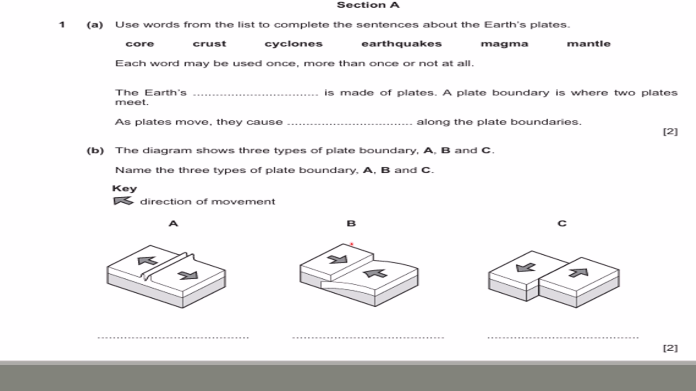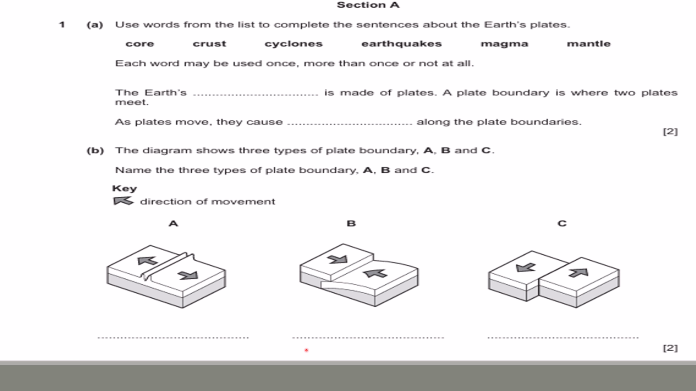So how to read the diagram? Always look at direction arrows, movement of plates, whether plates are moving towards each other, moving away from each other, or sliding past each other. As you can see, in diagram A, the plates are moving away from each other. This is a constructive or divergent plate boundary.